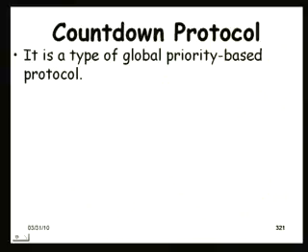So, let us look at another protocol, the countdown protocol. We had seen this in some context in our previous discussions, in the context of the controller area network that we discussed. That was actually a countdown protocol, even though we did not tell it that name that time. So, let us look at it. It is a global priority based protocol. That means that every message needs to have a priority value assigned to it.